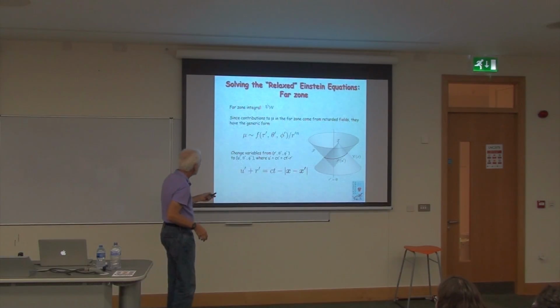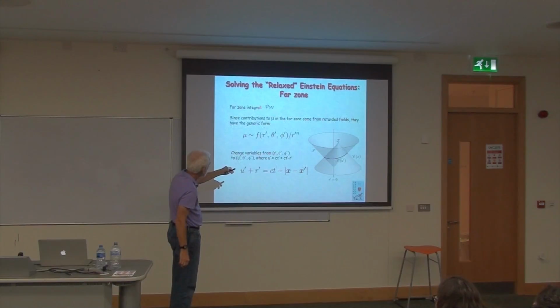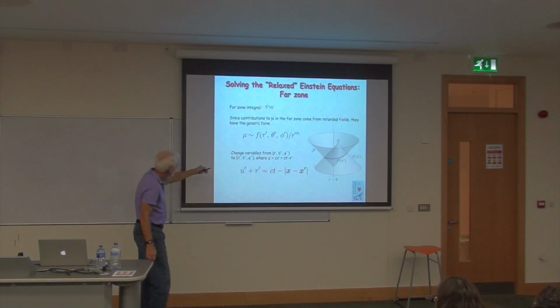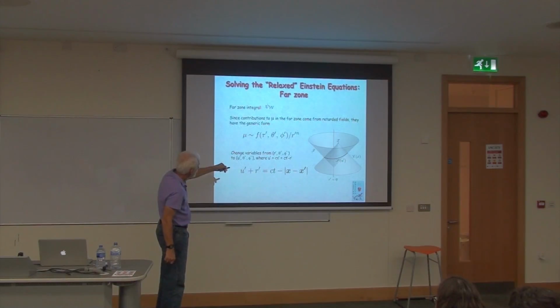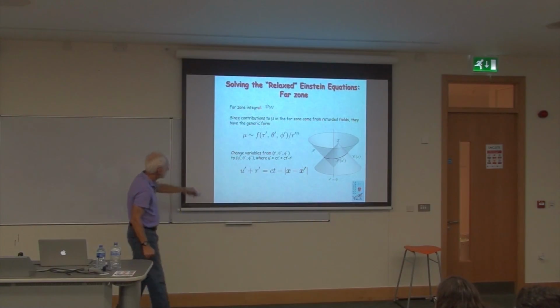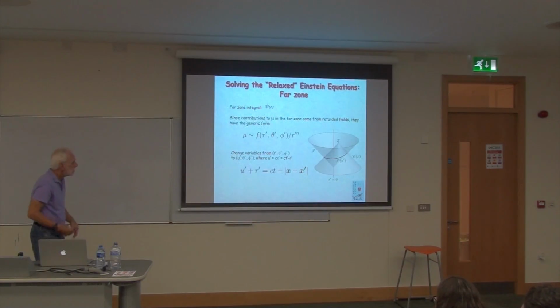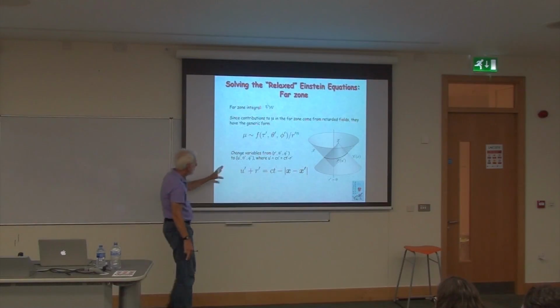We change coordinates from r prime, theta prime, phi prime, that would be our original integral, to a different variable, u prime, theta prime, and phi prime, where u is related to these variables by this expression. There's a particular way to picture this new variable, u prime.